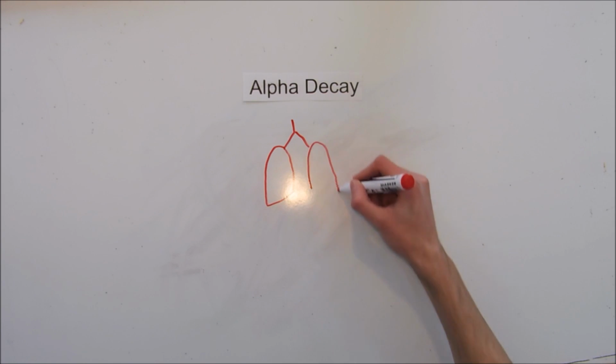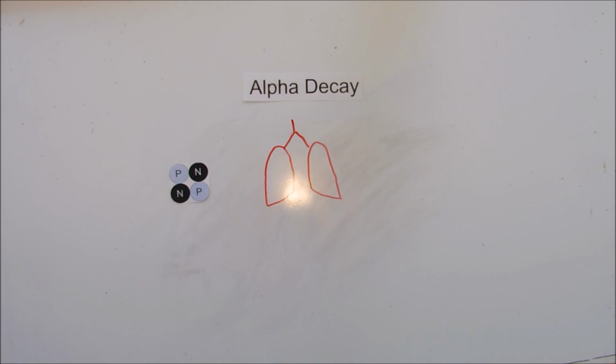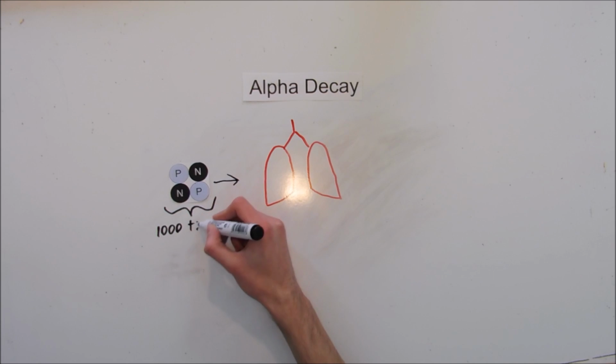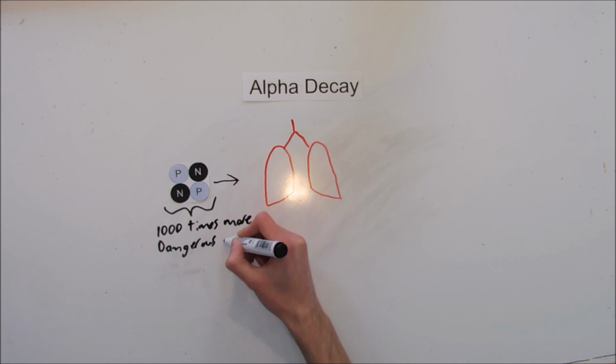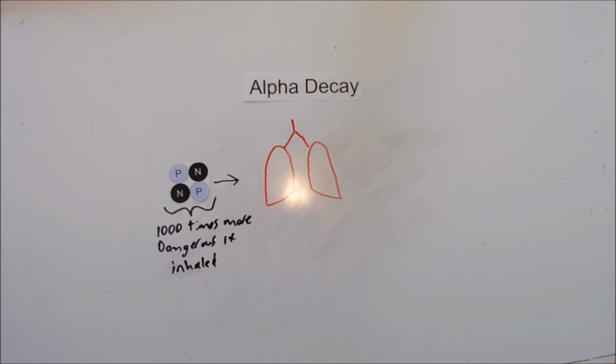Alpha radiation's high ionizing power makes it much more dangerous. It can cause roughly 1,000 times more chromosomal damage if inhaled than beta or gamma radiation.